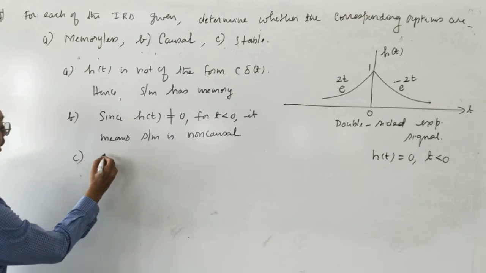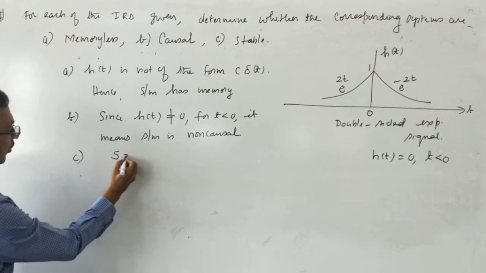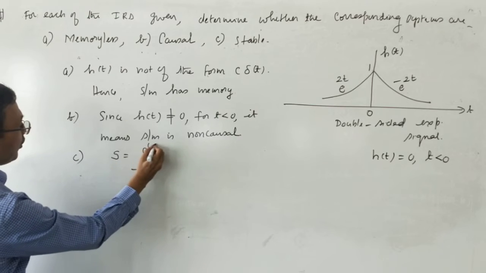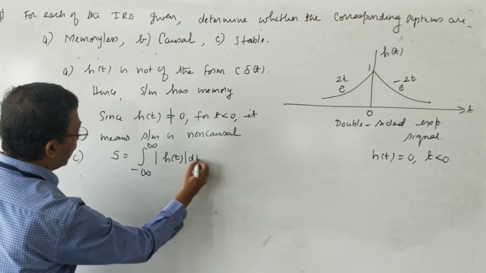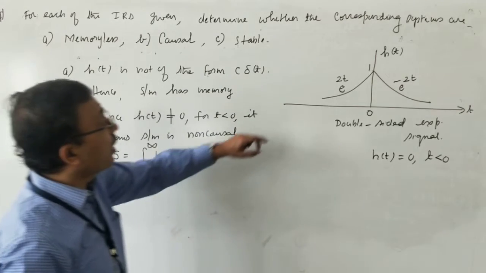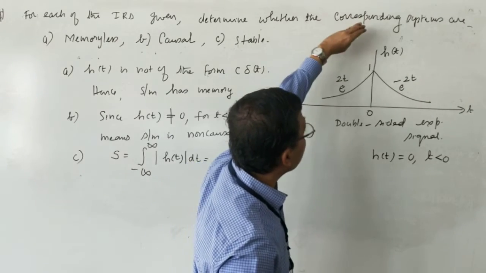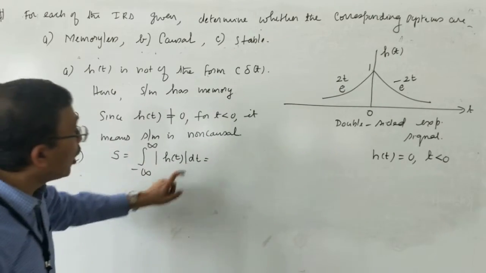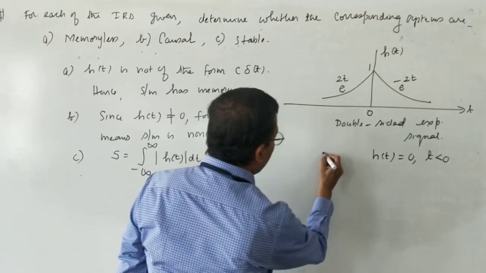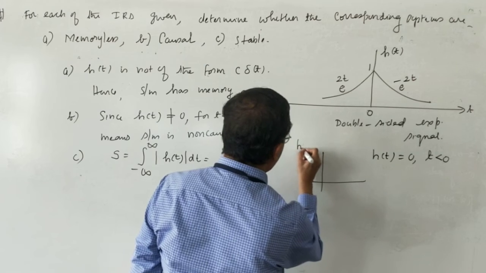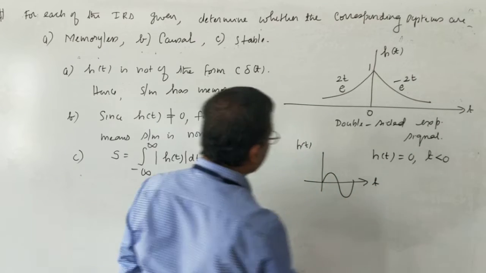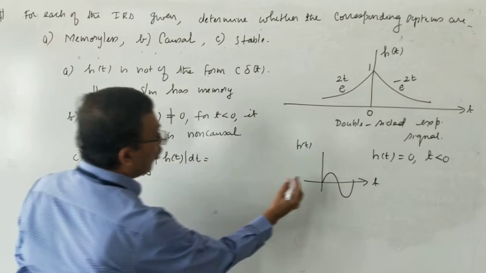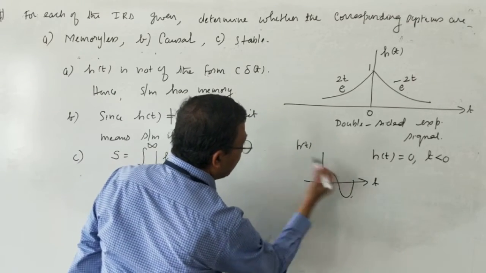For that, we will perform the integration. S is equal to integration from minus infinity to plus infinity modulus of h of t dt. See, the entire graph is lying above x-axis. Therefore, this modulus has got no meaning. For example, if you have a figure like this, let us say this is h of t. I am giving an example with a sine function like this. Okay, there is now a positive cycle, there is a negative cycle.